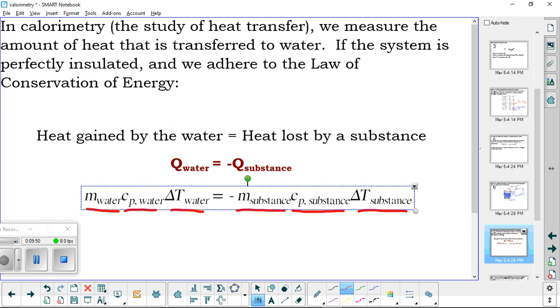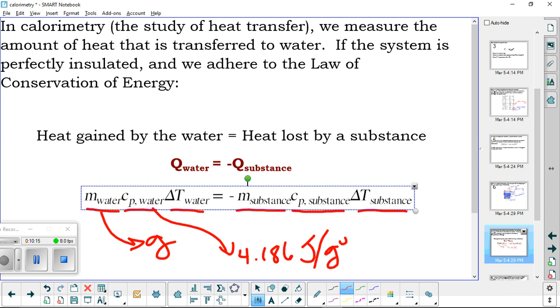Now, it's also interesting to note that if we're dealing with small amounts of water and small masses of metals, these masses will probably be in grams, and therefore your specific heat of water will be 4.186 joules per gram for every degree Celsius. I just moved the decimal point over for the specific heat of water 3 places to the left. Okay, let's see how one of these problems works.